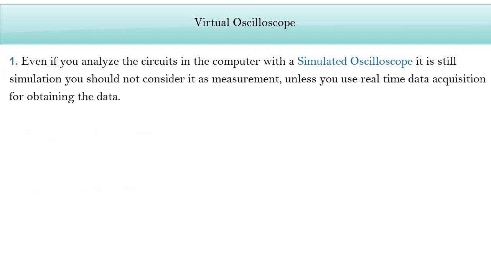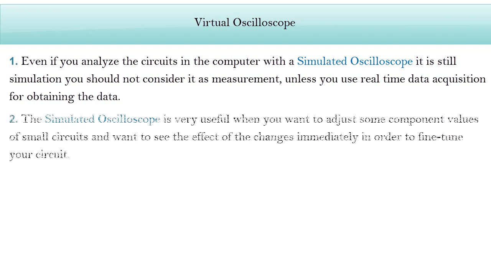Even if you analyze the circuits in a computer with a simulated oscilloscope, it is still simulation. You should not consider it as measurement unless you use real-time data acquisition for obtaining the data. The simulated oscilloscope is very useful when you want to adjust some component values of small circuits and want to see the effect of the changes immediately in order to fine-tune your circuit.